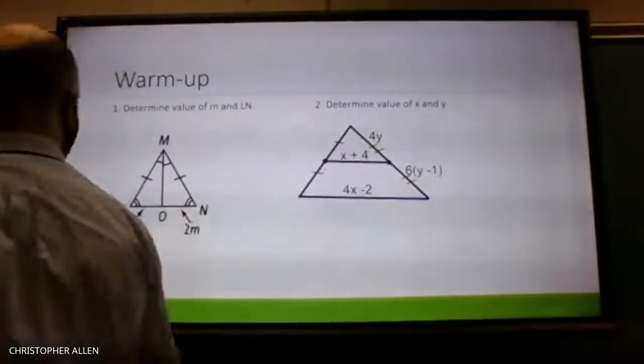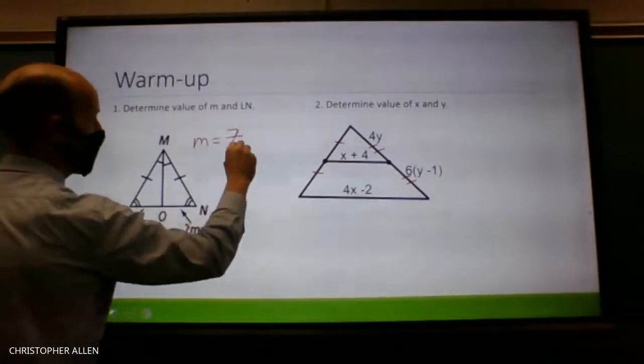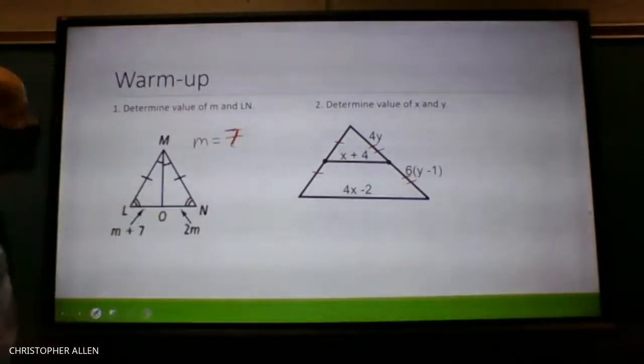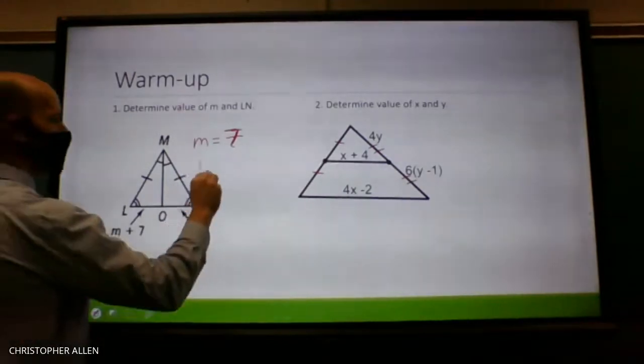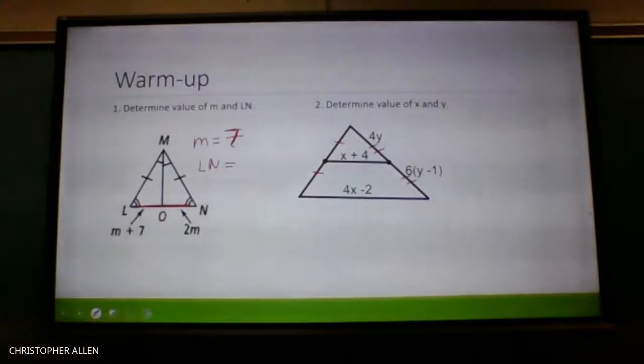What's M? I said M is 7. I agree with you completely. Oops, that's a 7, not a 2 there. That's a 7. Good. M is 7. And do you happen to know what ln is? The length of ln. That's this segment right here. I don't think so. Okay.